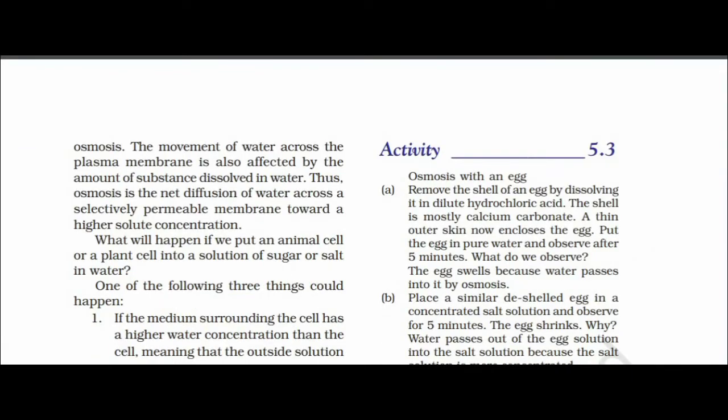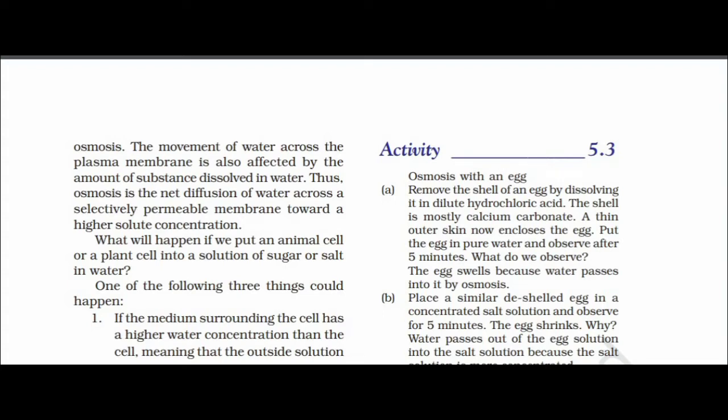We see activity 5.3, osmosis with an egg. Remove the shell of an egg by dissolving it in dilute hydrochloric acid. The shell is mostly calcium carbonate. A thin outer skin now encloses the egg. Put the egg in pure water and observe after 5 minutes. What do we observe? The egg swells because water passes into it by osmosis.